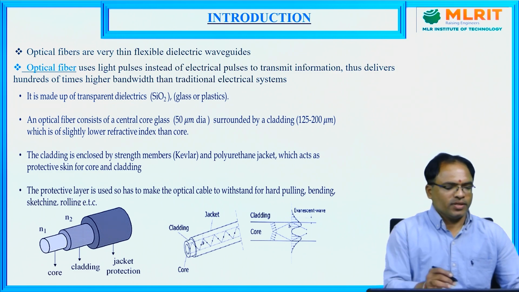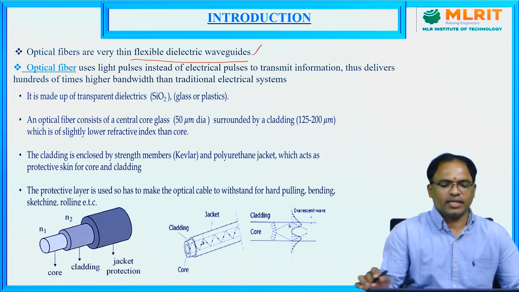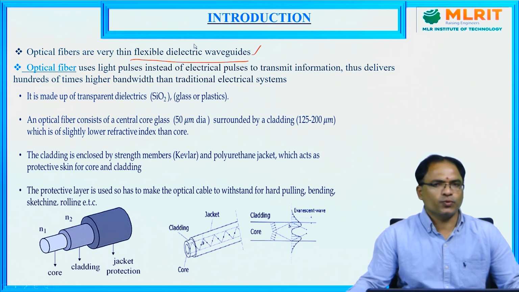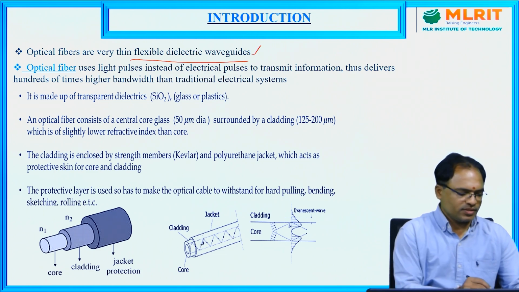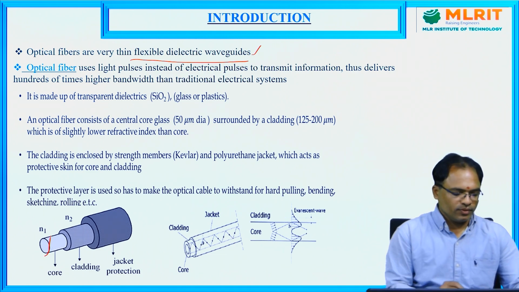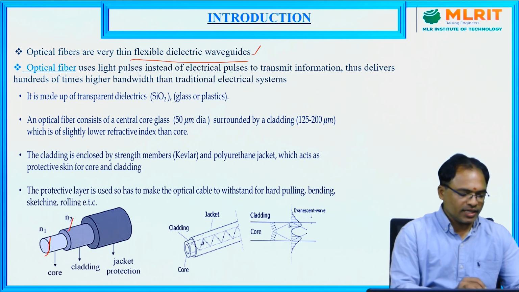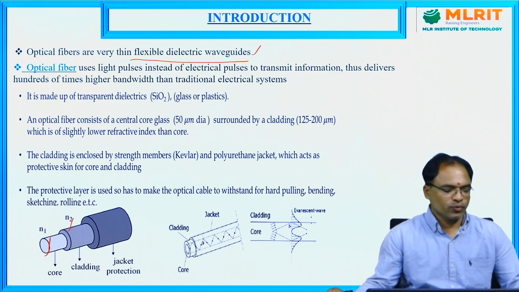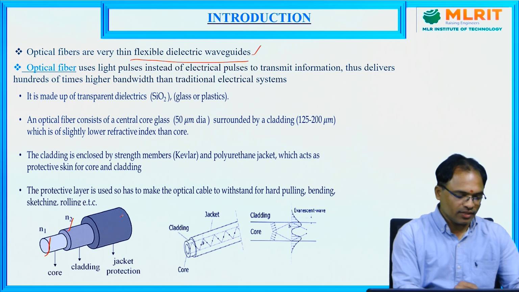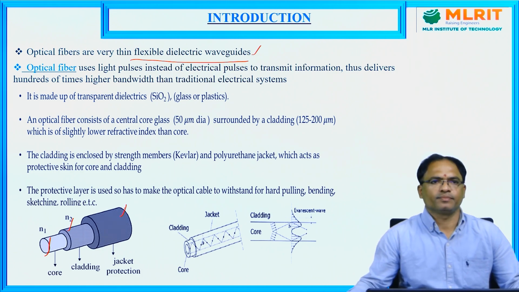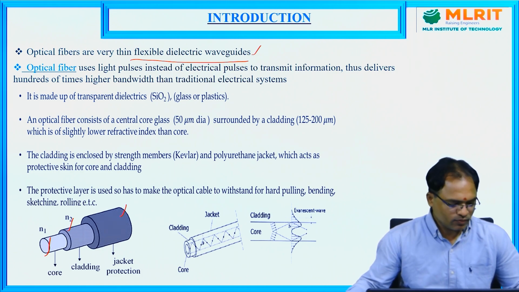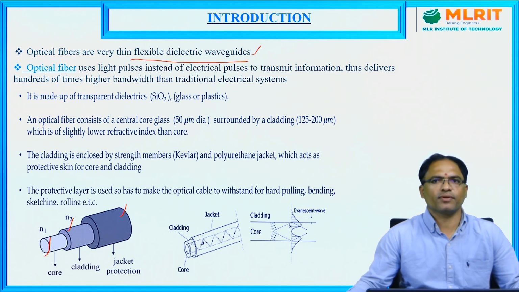Now optical fibers are very thin, flexible, dielectric waveguides. They are used to transfer information in the form of light from one place to another without much loss in energy. The simple structure of optical fiber consists of three layers. The middle layer of the optical fiber is the core. Core is surrounded by another cylindrical layer called cladding. Both core and cladding are protected by the third layer called jacket protection. Refractive index of the core is considered as N1. Refractive index of cladding is considered as N2.